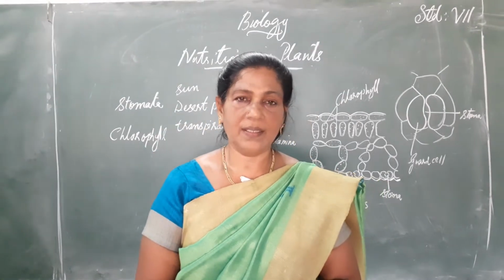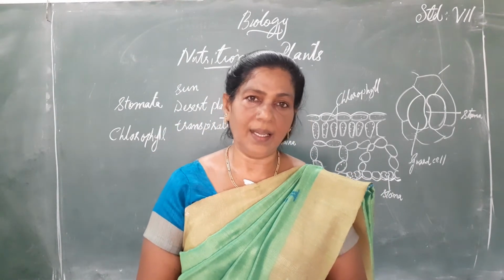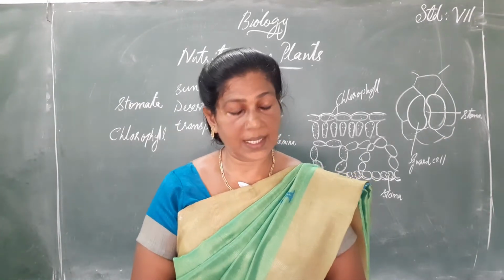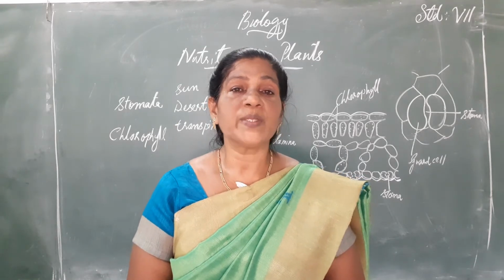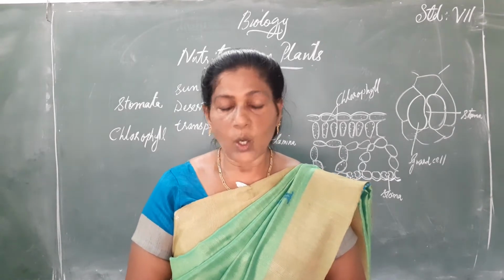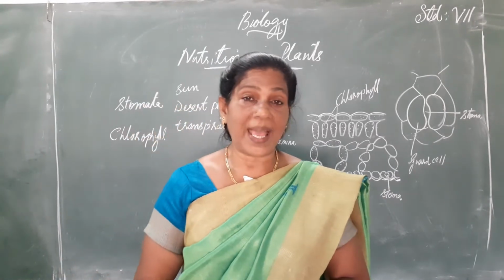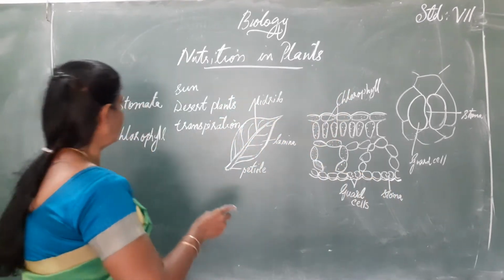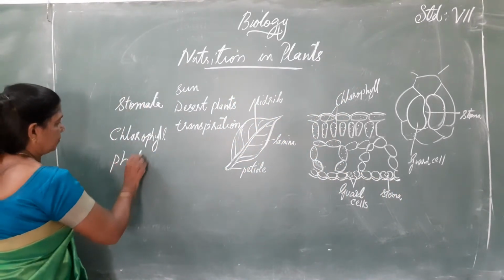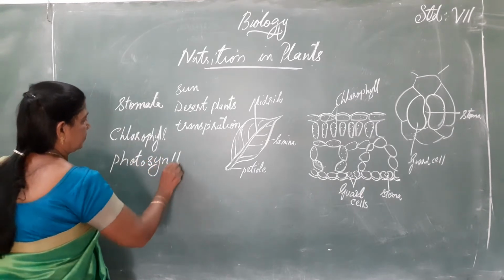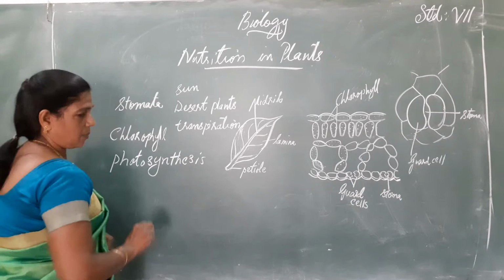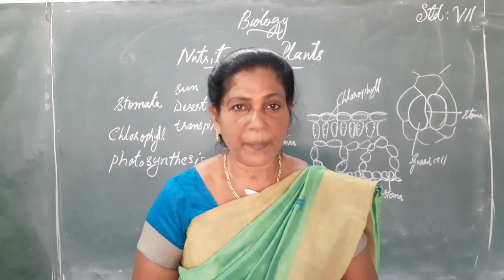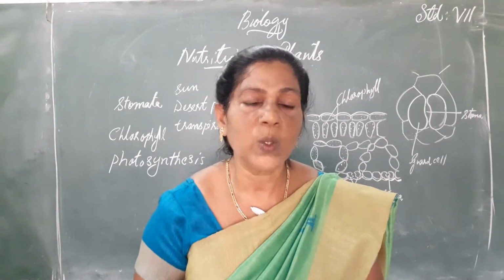So, my dear students, now let us study in detail how plants prepare food, or how autotrophs prepare food. Autotrophs, for example the green plants, synthesize food, and the process is known as photosynthesis. The green plants prepare food by a process known as photosynthesis.